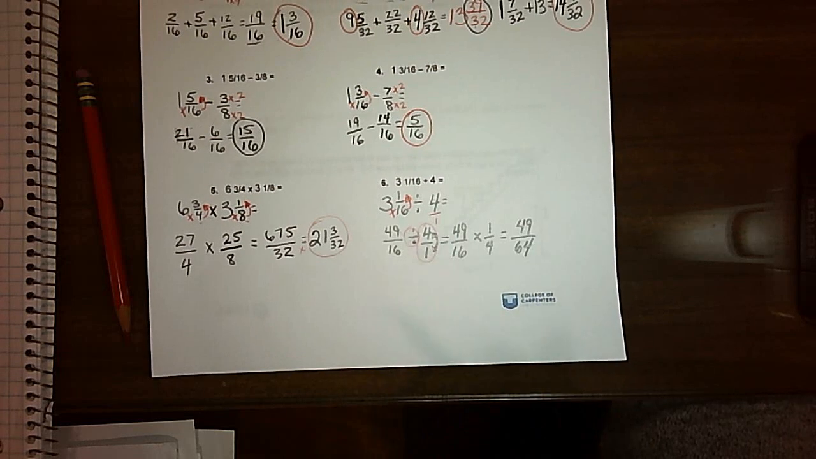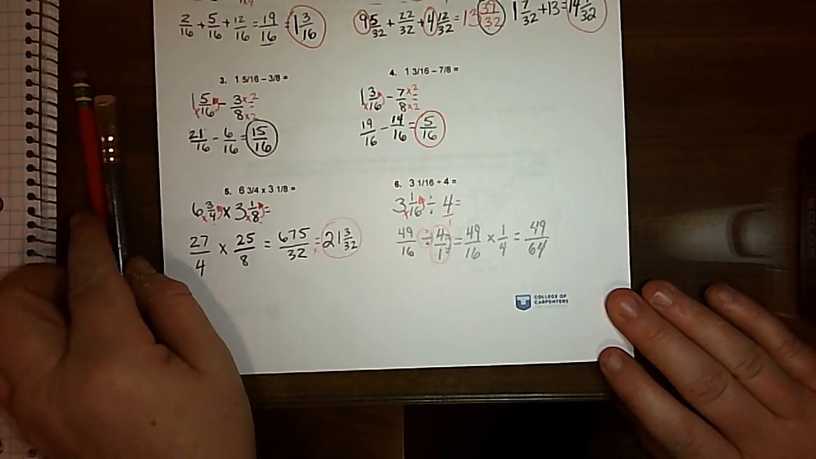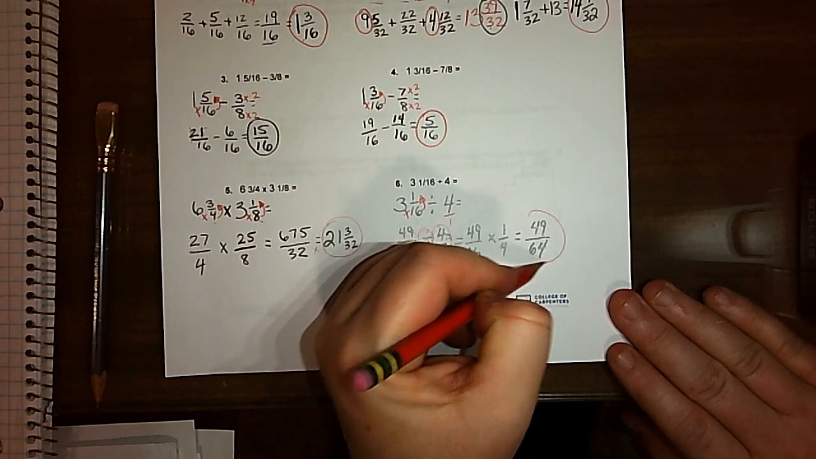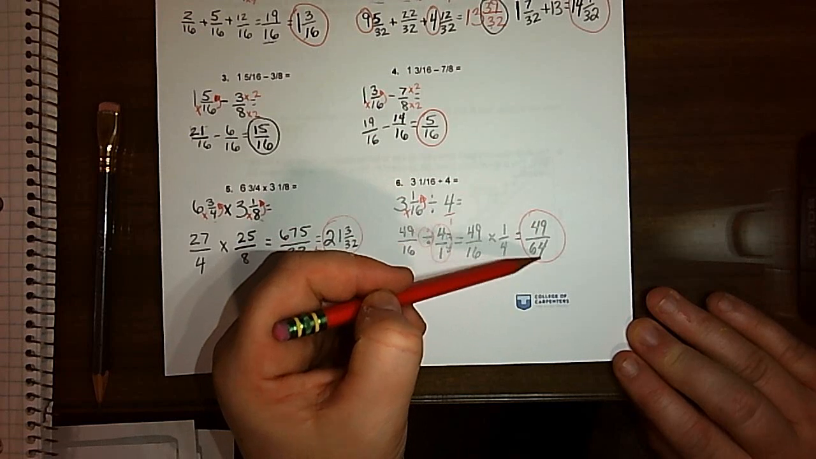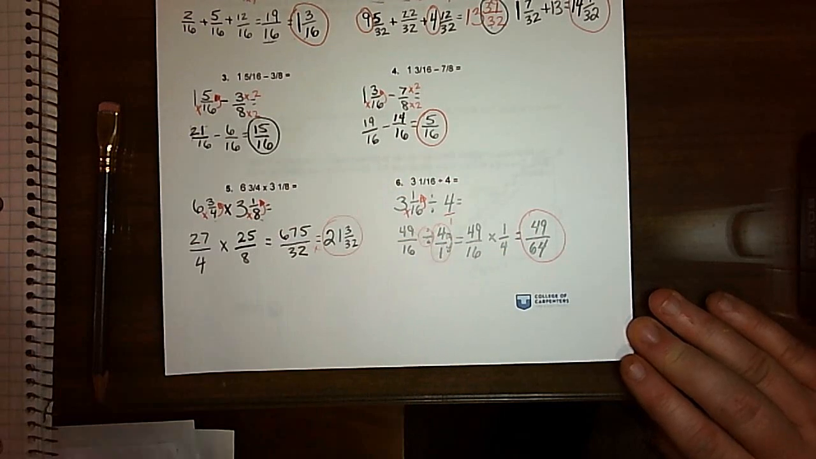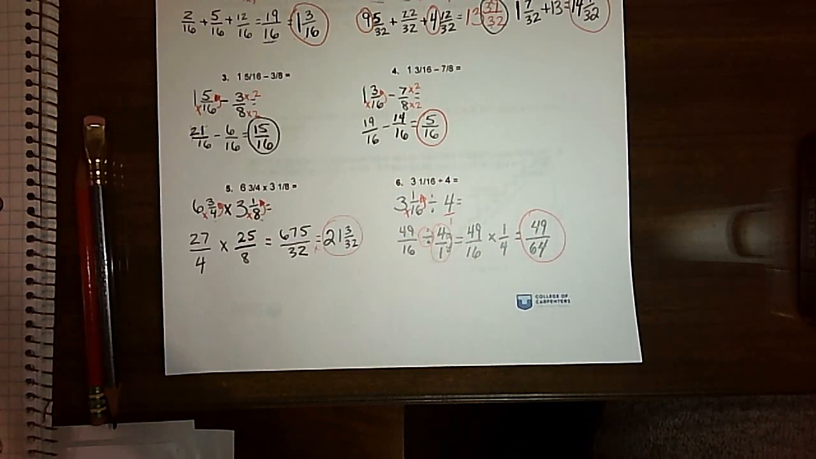And I don't think anything can go into both of those evenly to shrink it down. So I think that's the lowest, right? Unless there's a number that will go into both of these evenly, that's our lowest common number. How'd you guys do with that?